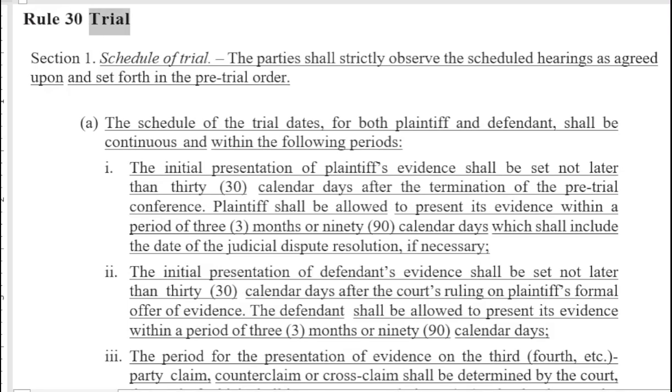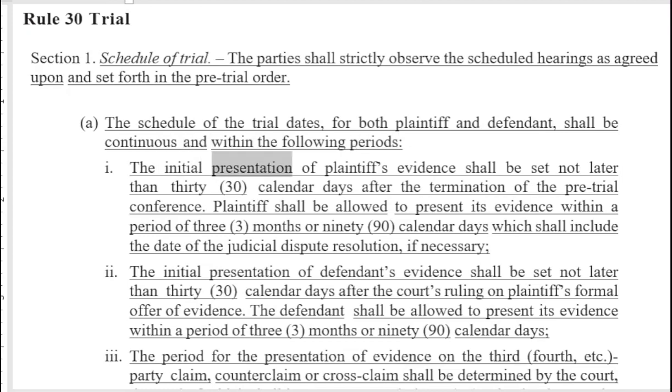Rule 30, Trial. Section 1. Schedule of trial. The parties shall strictly observe the scheduled hearings as agreed upon and set forth in the pretrial order. The schedule of the trial dates, for both plaintiff and defendant, shall be continuous and within the following periods.